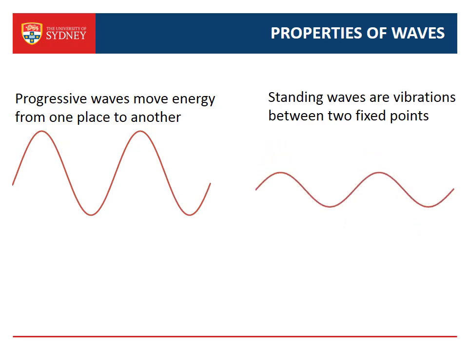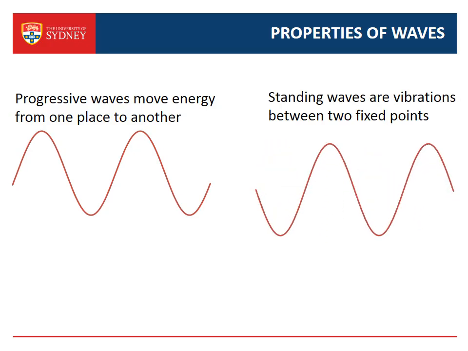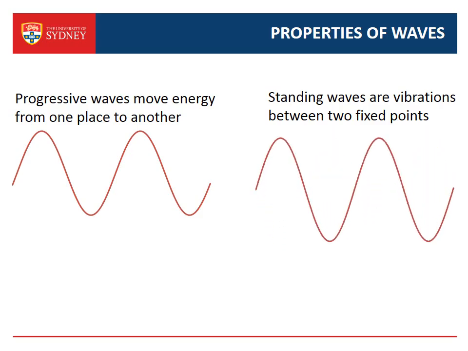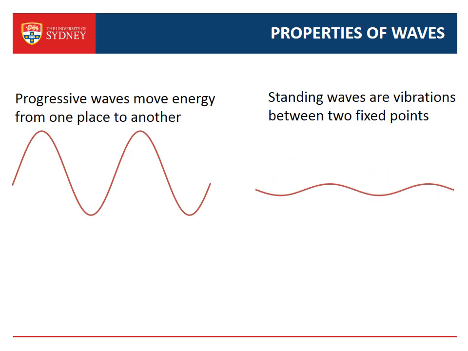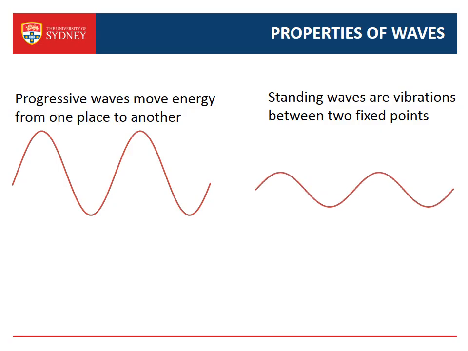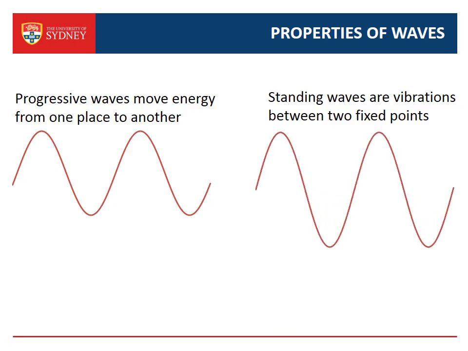The second type of wave is a standing wave. This wave does not move objects or energy. For example, if you fixed one end of a rope to a wall and then moved the other end up and down, it would cause a standing wave. The waves on a guitar string are another example of a standing wave.